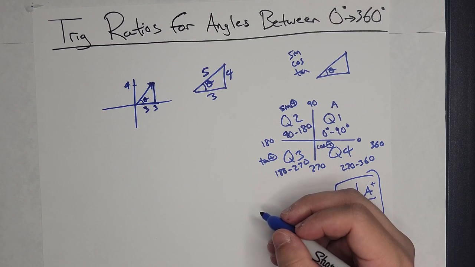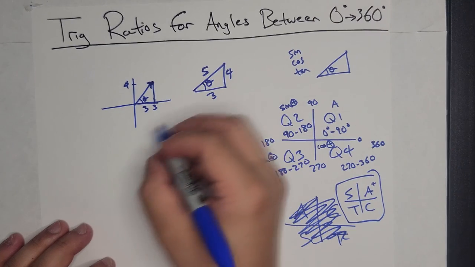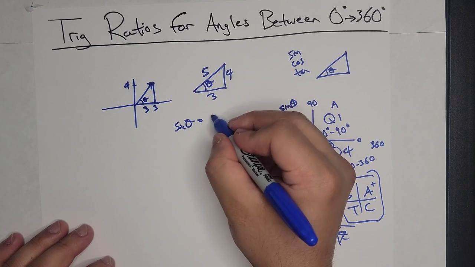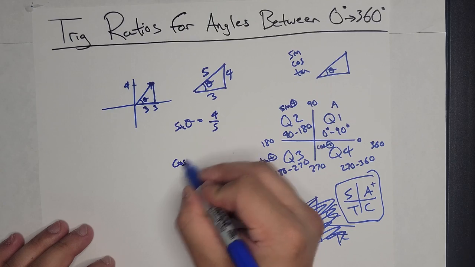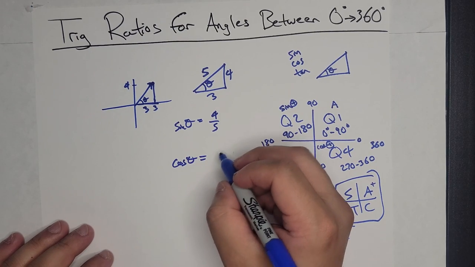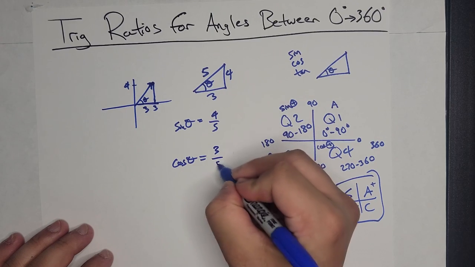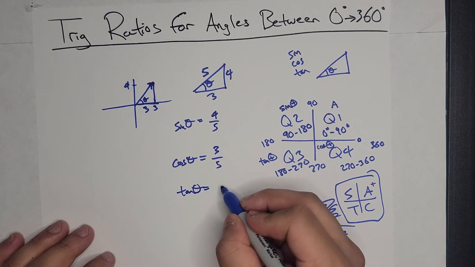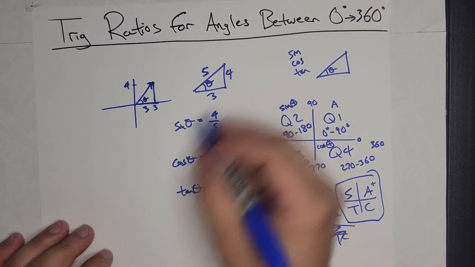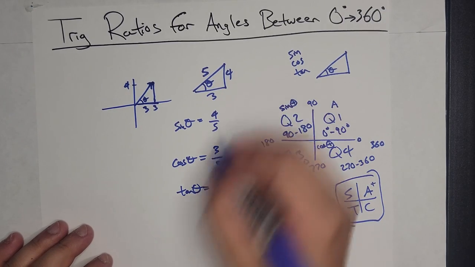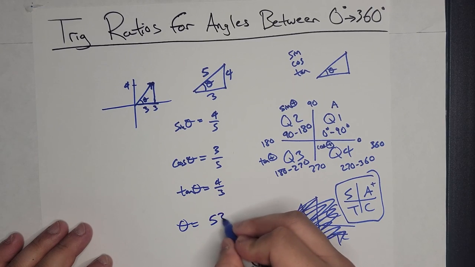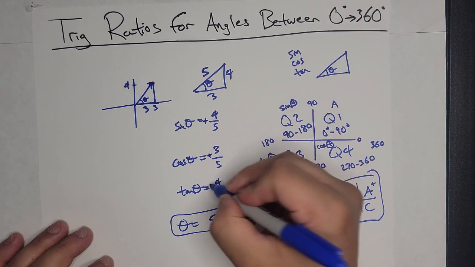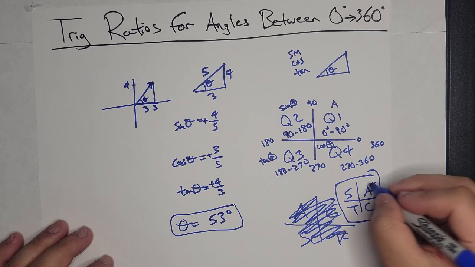We can do any sine, cos, or tan. If I write out the trig ratios, sine theta is opposite over hypotenuse, which is 4 over 5. Cos theta is equal to adjacent over hypotenuse. Tan is opposite over adjacent, which is 4 over 3. You can punch any one of these into the calculator, and your theta will give you 53 degrees. And notice how these are all positive ratios, because we are in quadrant 1.